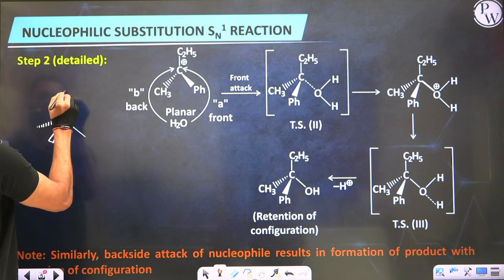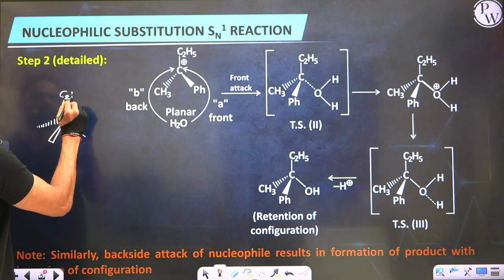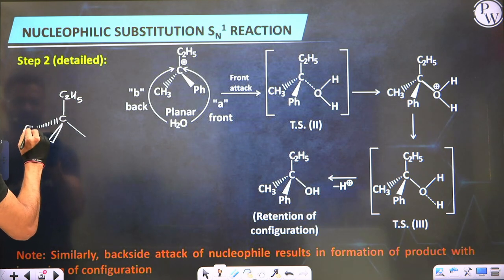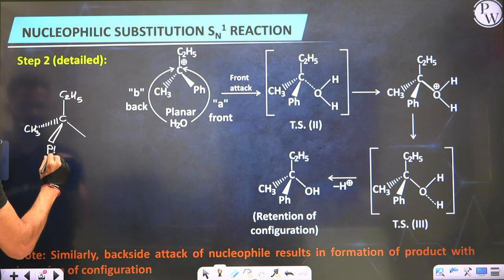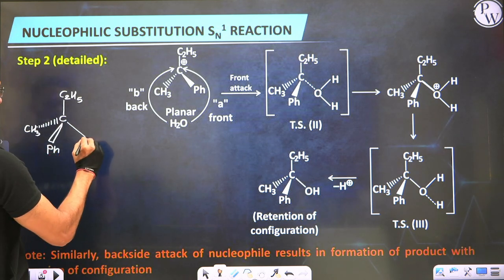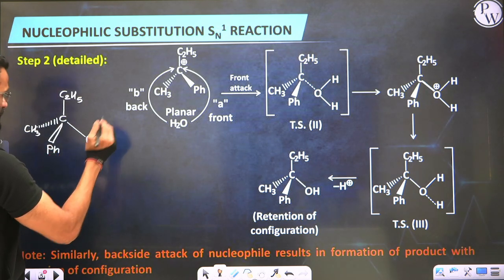Let's say this is ethyl. This one is methyl. Here we have got phenyl group. And here we have got bromine. That was our starting compound, right, everyone?